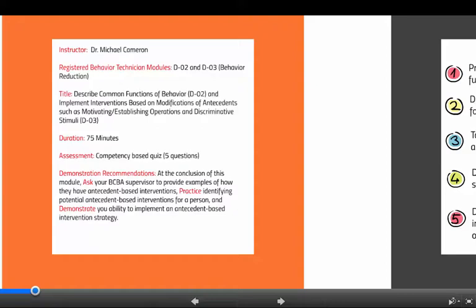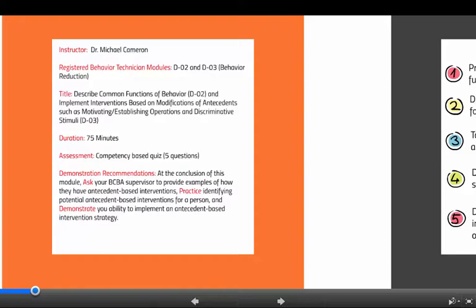The duration of the presentation is 75 minutes. There'll be a competency-based quiz at the end and 5 questions. And then with respect to your demonstration recommendations, at the conclusion of this module, you should ask your BCBA supervisor to provide you with some examples of how they have used antecedent-based interventions in their own clinical practice.